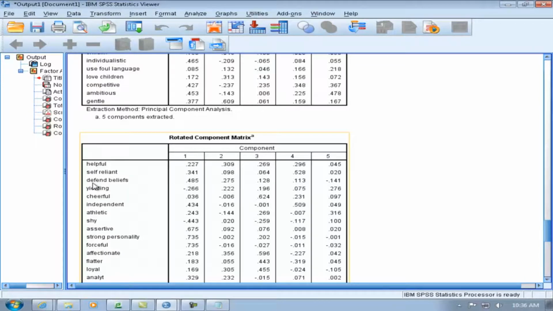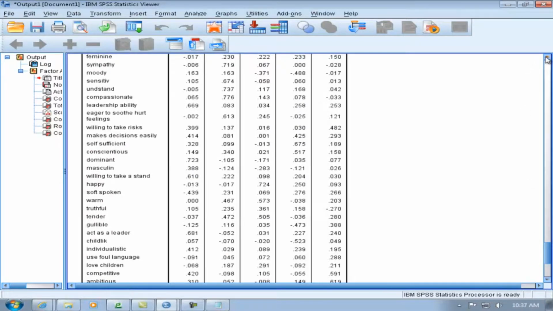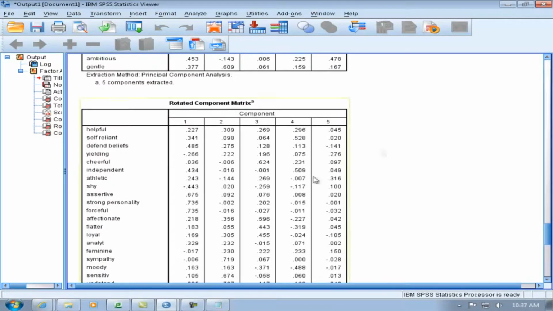So now let's look at defends beliefs. That to me looks like it's a 0.49, and on factor 2, factor 3, factor 4, factor 5, it's just nominal loading. So I will circle defends beliefs. And then the next one, yielding, doesn't load on any factor, just like item number 1. So we're going to need to cross out item number 1, helpful. We're going to need to cross through yielding also, también.